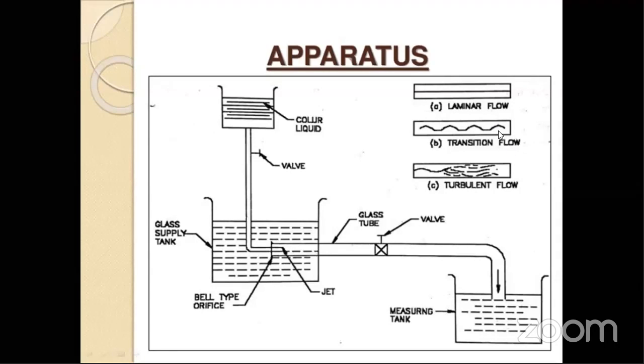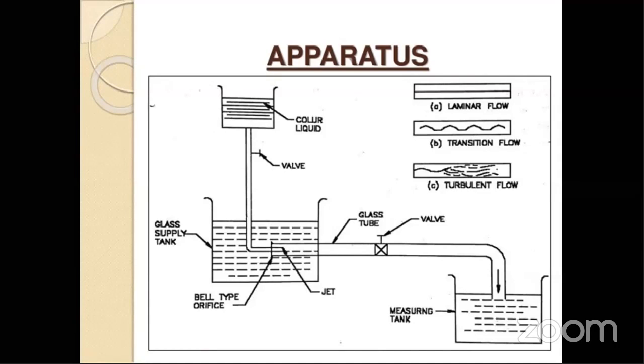This curve-like appearance is called a transition flow. It means your laminar flow is converting into the transition flow by the high velocity. And if you keep increasing it regularly, time to time, the transition flow is converted into the turbulent flow. It means the colored liquid is mixed with the water, and the whole water gets colored. This is called a turbulent flow.